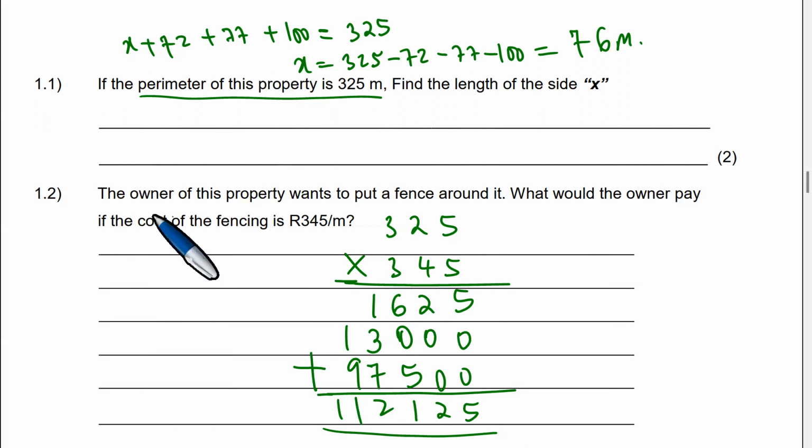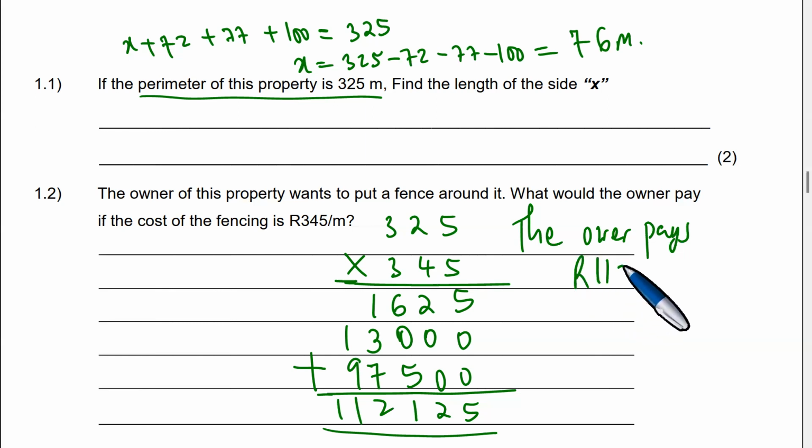So we're asking, if the owner of this property wants to put a fence around it, what would the owner pay if the cost is this? So the owner pays 112,125. Next question.